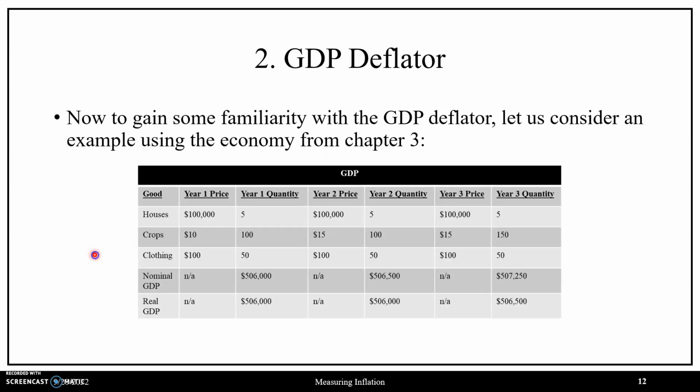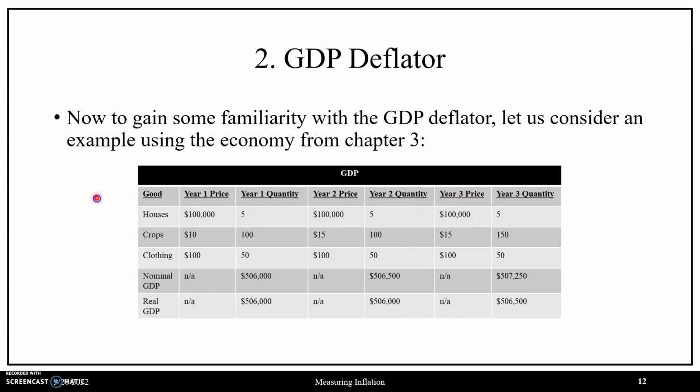So to gain some familiarity with the GDP deflator, serving as our price level for an economy, let us consider an example in which we will use the economy that we examined in Chapter 3, in which in that example we had an economy that we examined over 3 years that produced houses, crops, and clothing, and we had information on price and quantity for all 3 years.